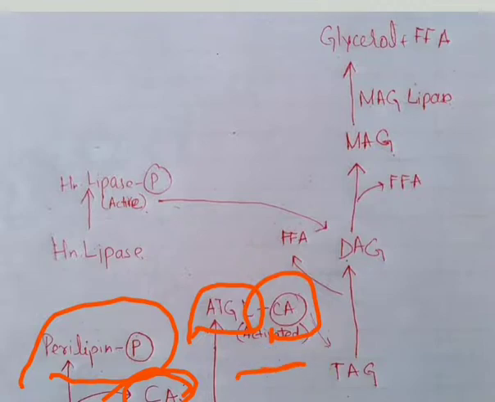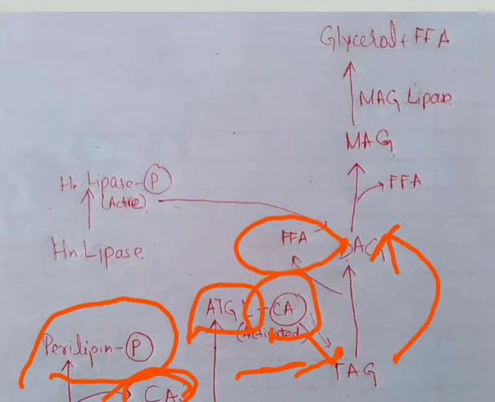This ATGL then converts the triacylglyceride to the diacylglyceride. So how is it converted into the diacylglyceride? By the removal of one fatty acid. So from triacylglyceride, when a fatty acid is removed, it becomes diacylglyceride. The next step is not activated or catalyzed by this ATGL.